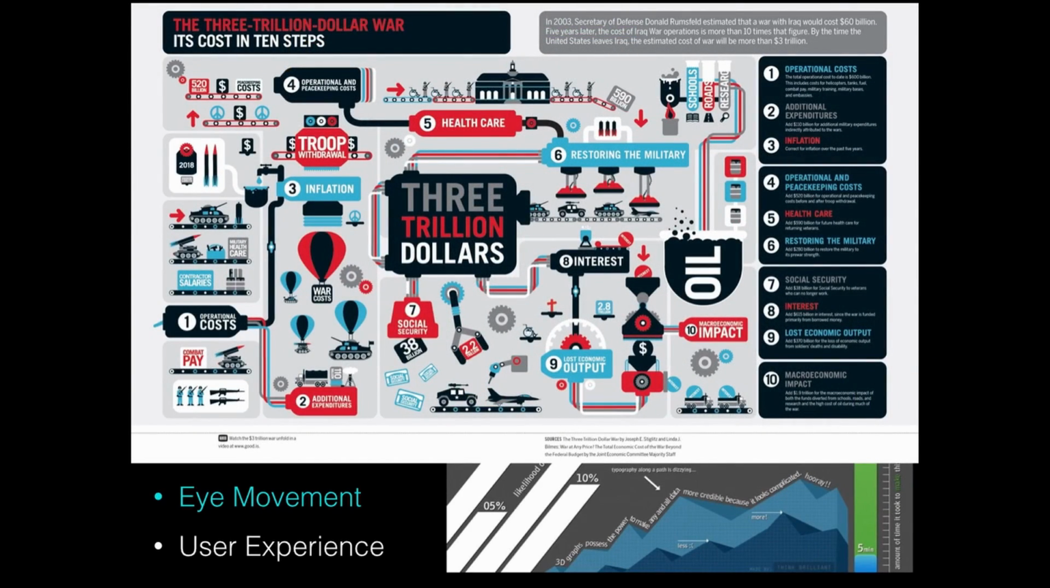Instead, here's an equally jumbled, equally complicated layout, but it actually has some logical eye movement. It helps that it uses numbers. So your eye automatically is drawn to seeing these circled numbers. You land right in the middle, $3 trillion, and because of the color scheme, maybe your eye jumps up to the black, white, and red title, the $3 trillion war, its cost in 10 steps. So you have an easy idea of what this is going to be about.